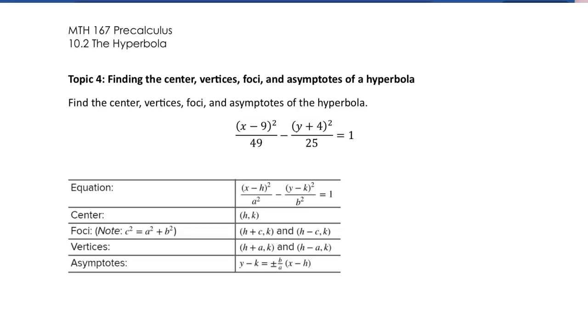Well, for this one, they want us to find everything: center, vertices, foci, and asymptote of a hyperbola. I think we're good with the first two, center and vertices. We've been doing it in the previous videos. But foci and asymptotes, writing the equation of the asymptote, that's new in this video.